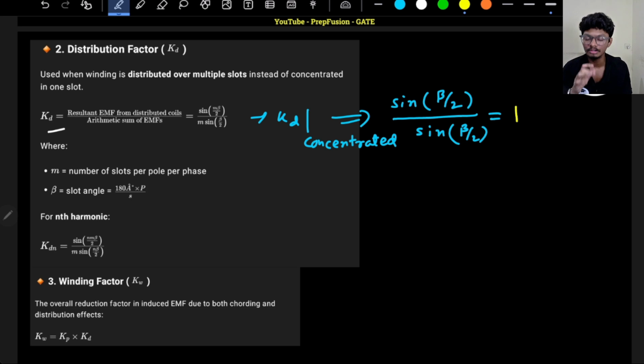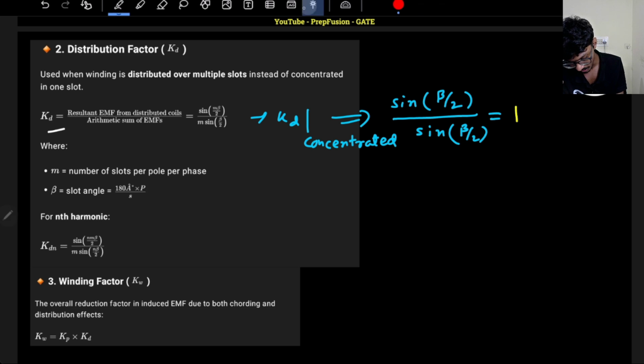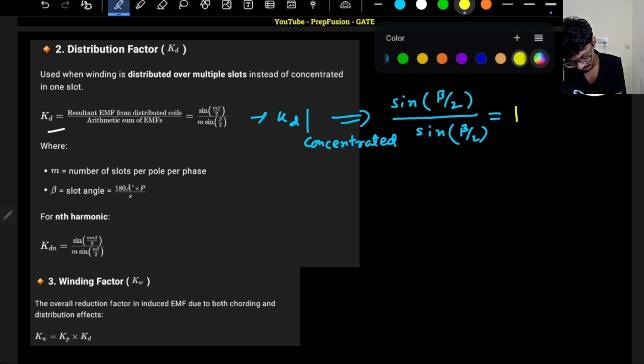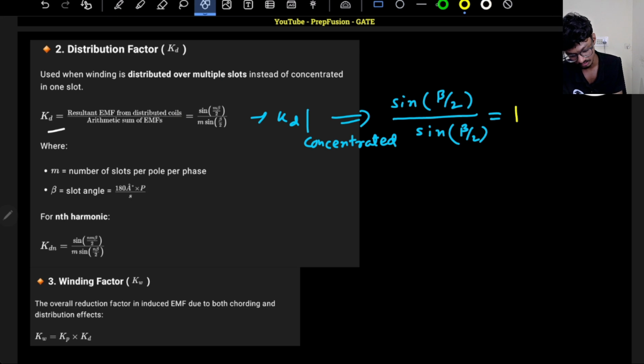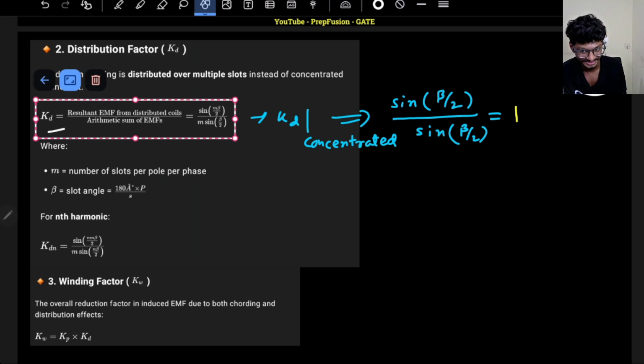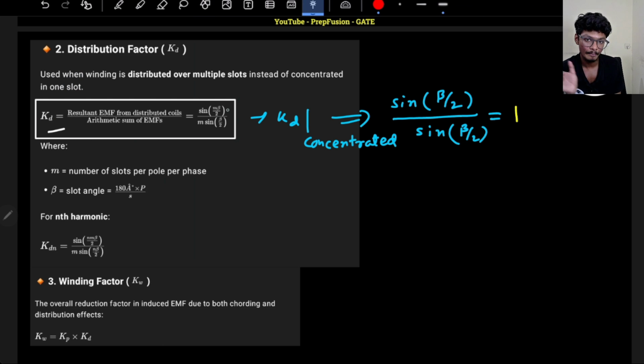So kd is 1 for concentrated winding, just like the pitch factor. In case of pitch factor, if it is full pitched, kp will be 1. So kd will be 1 for concentrated winding, and this is the formula. This you have to remember. Of course, there is a derivation. Many educators will derive it, but there is no point in deriving it because anyway you have to remember it. So it is sine m beta by 2 divided by m into sine beta by 2.